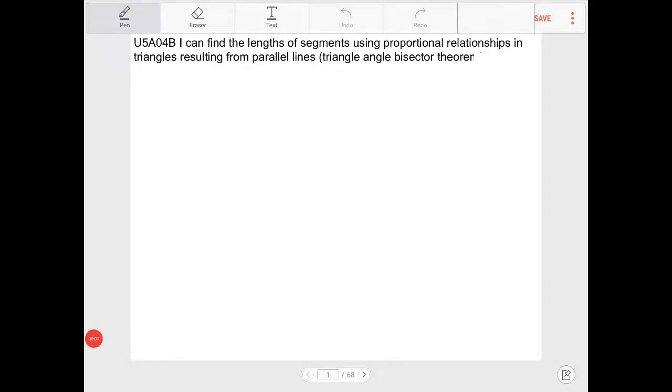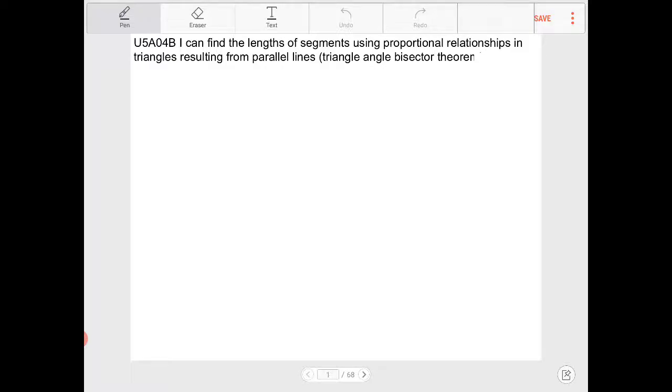Hello students, this is lesson U5A04b. In this lesson we are going to go over the side-splitter theorem and the triangle-angle bisector theorem. Hopefully by the end of the lesson you should be able to say, I can find the lengths of segments using proportional relationships in triangles resulting from parallel lines.